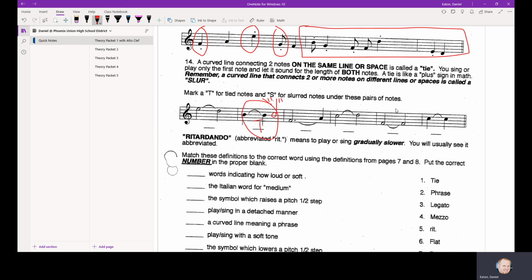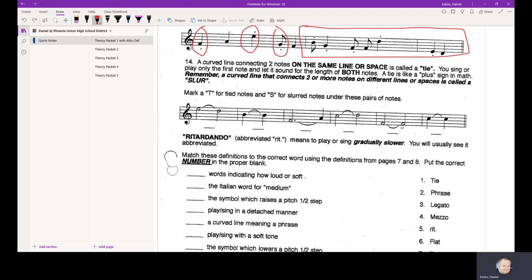Or if it's for this one, for example, down here, let me erase all this. Looking at this one now, 2 half notes. This one's worth 2, this one's worth 2. The whole duration is going to be 4, so it's like a whole note. Okay, that's what ties are like. It's just a plus sign to add 2 notes together.